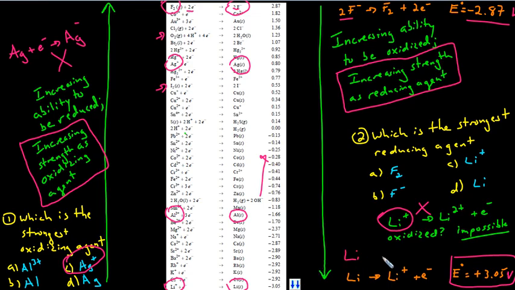But can lithium solid be oxidized? Flip this reaction around. Lithium turns into Li plus and gives an electron. Does that reaction occur? Sure, you know that lithium ion can exist and is actually quite stable. Lithium solid, metallic lithium, is a very strong reducing agent. In fact, it's the strongest.